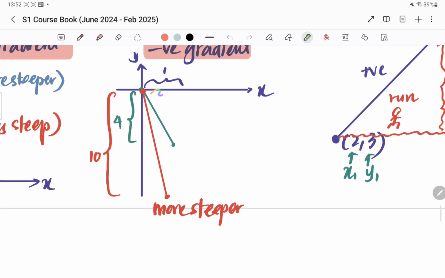In this case, if I want to compare my green line and my red line over here, my red line will be said to be more steep. Why? Because for every 1 unit that it goes to the right, it goes 10 units vertically, but it's going downwards. So who is more steep? Of course, the red line will be steeper.